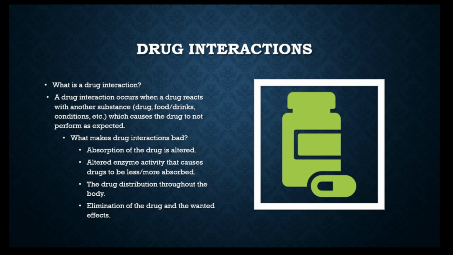So what exactly is a drug interaction? A drug interaction occurs when a drug reacts with another substance, whether that be another drug, a food or drink, or potentially a medical condition that causes the drug to not perform as we would expect it to. So what makes drug interactions bad? Basically, the absorption of the drug, the enzymes that are working to absorb the drug, distribution throughout the body, as well as the elimination of the drug can all be altered.